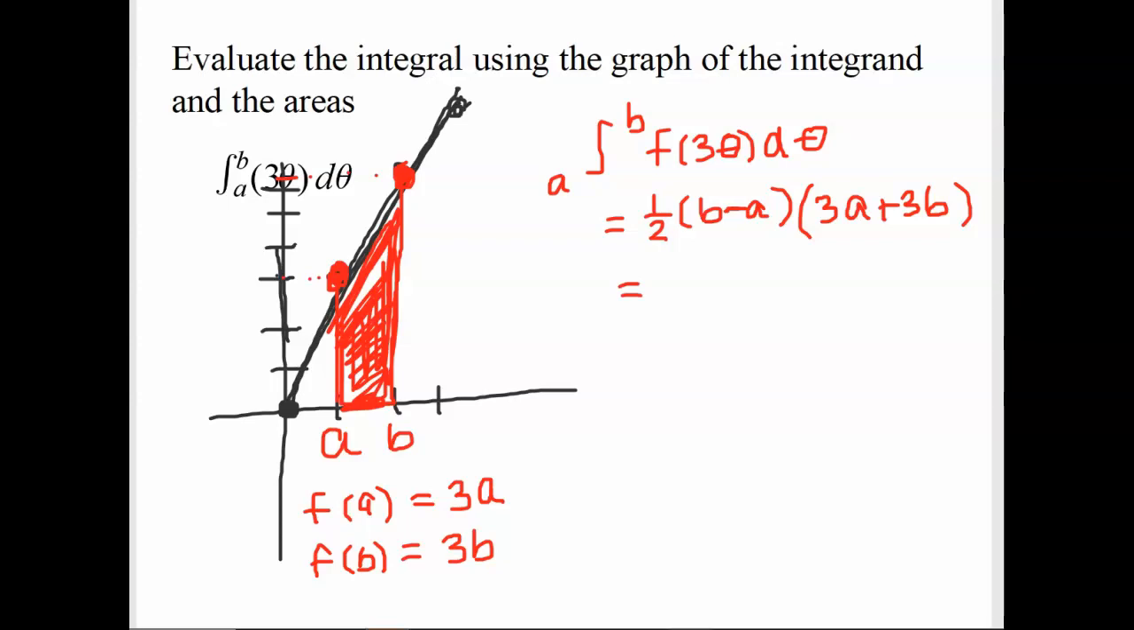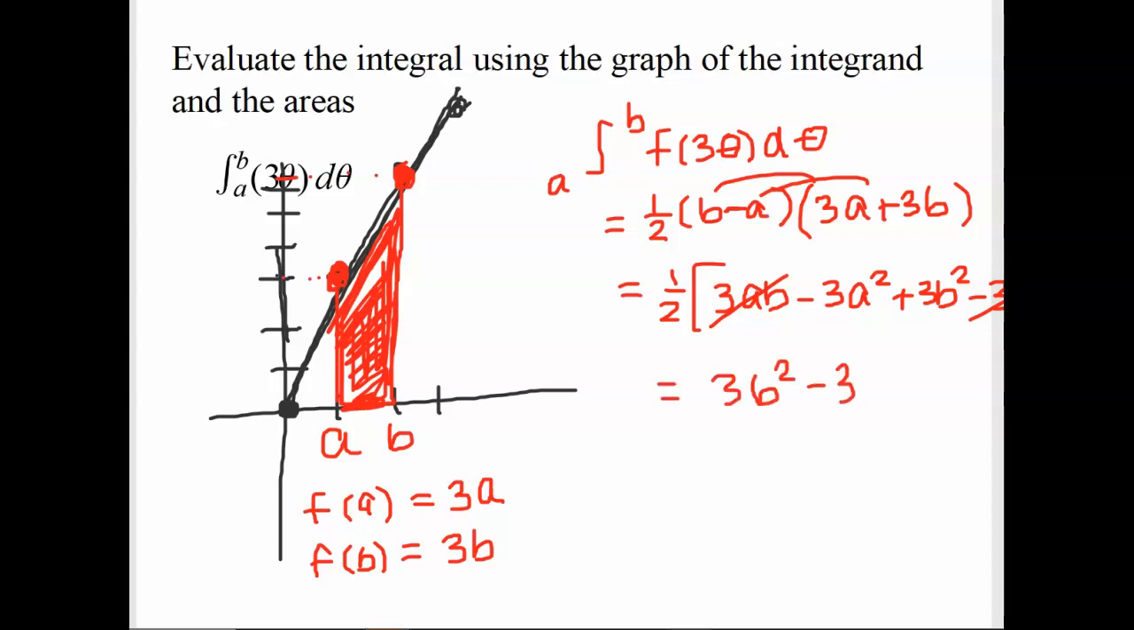So that becomes, and I would FOIL these, 1/2 times 3AB minus 3A squared plus 3B squared minus 3AB. So it's nice as your plus and minus 3AB's cancel. So you'd get 3B squared minus 3A squared all over 2, distributing in your 1/2. And you could have written negative 3A squared, I just don't like a negative in the front.